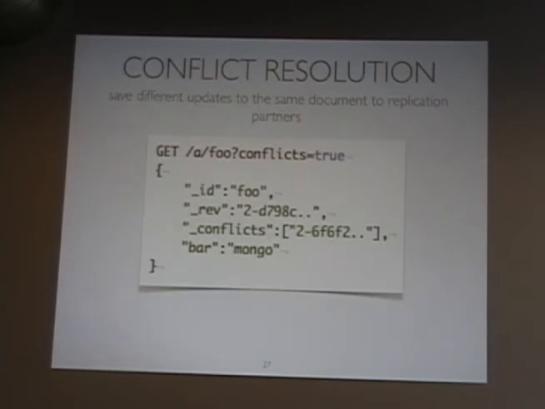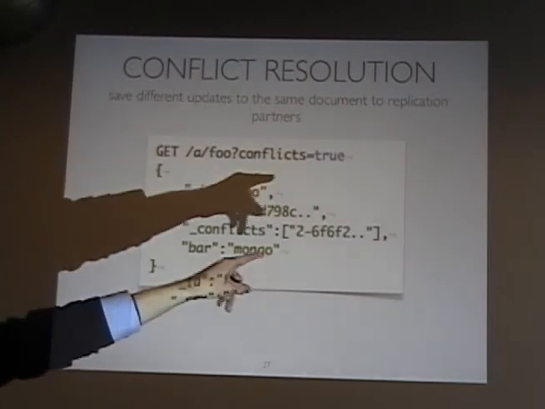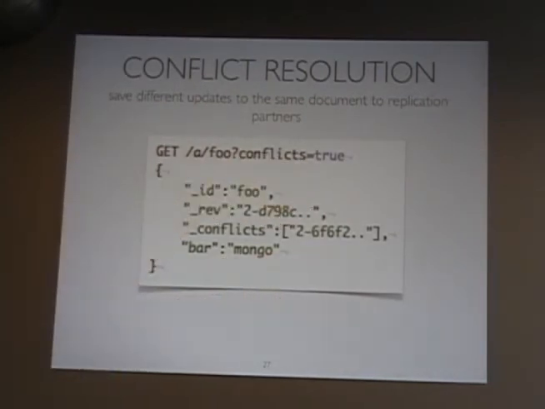But the conflicting revisions are not forgotten. They're actually replicated around, so that if the conflict arose in server A on DB A, but should be resolved by an application that's reading from another one, you're shipping those as well. And you can get them back with a query parameter by saying conflicts equals true, and then you get the revisions of the other one. This is something that's actively being debated right now, what the best model is at the API level to expose this to the user.